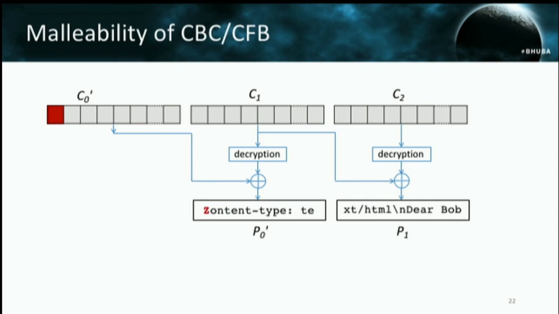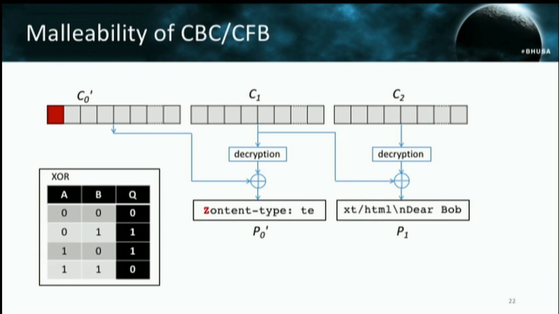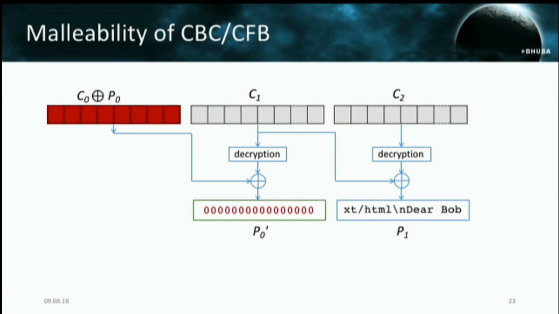Okay, what can we do with this? If we look now at the XOR table, this is the table for the XOR operation, and let's look at the first and the last column. If we XOR a 0 and a 0, we will get a 0. If we XOR a 1 and a 1, we will also get a 0. This means that if we know one plaintext block P0, then we can simply XOR this P0 block onto the previous ciphertext block C0. And if we do so, we will get all zeros in P0.